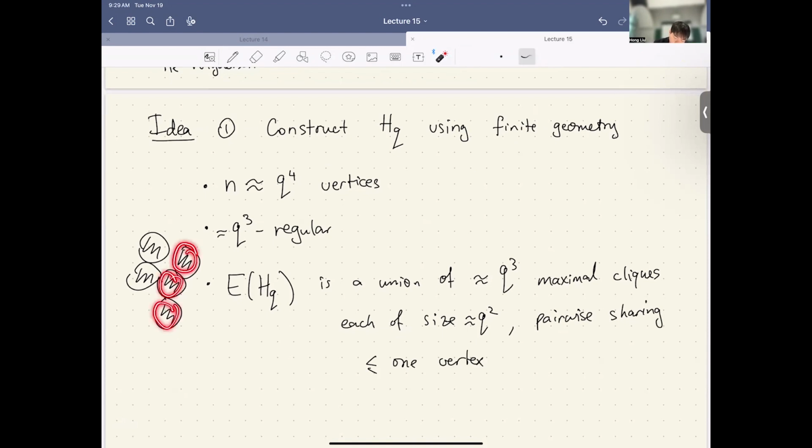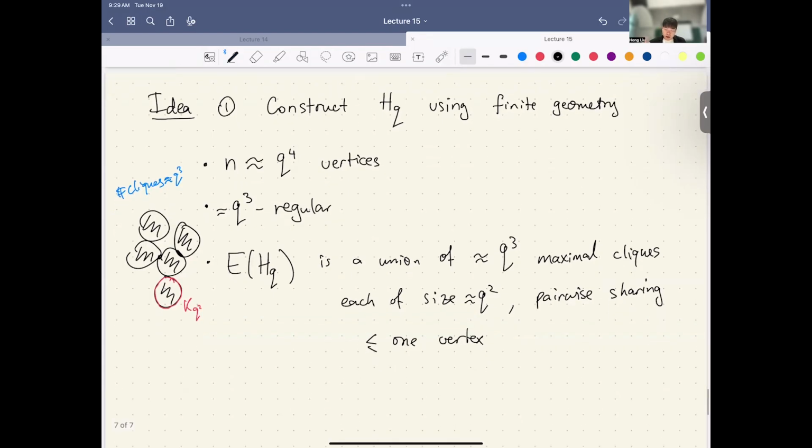So the edge set of H_q is very structured. You can decompose the edge set into maximal cliques. Each clique is of size q squared, each one of these is like a K_{q^2}, and the number of cliques is roughly q cubed. They pairwise intersect in no more than 1 point. Okay, so this picture is not so good. They pairwise share at most one vertex.